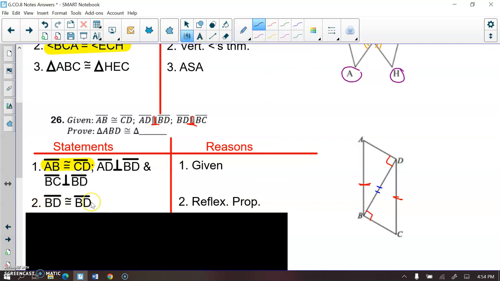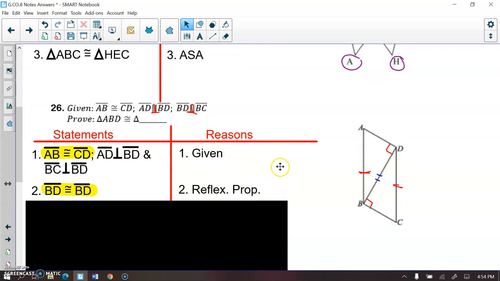Now let's look at this. We know that we're dealing with right triangles because we have right angles. On both of these right triangles, I have leg BD congruent to each other, and I have the hypotenuses congruent to each other. So for this one, I do not need three things congruent to each other. I just need these two because I'm going to use HL.